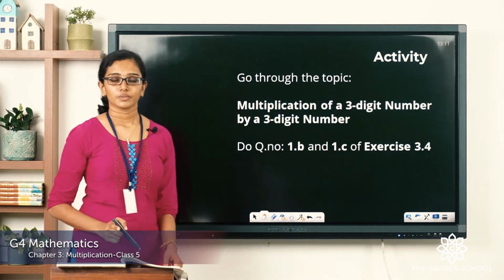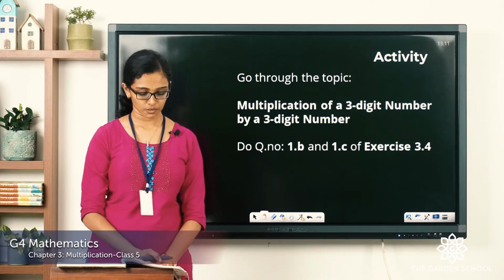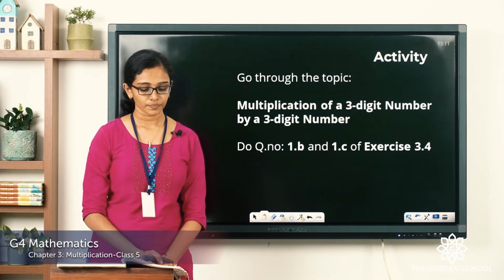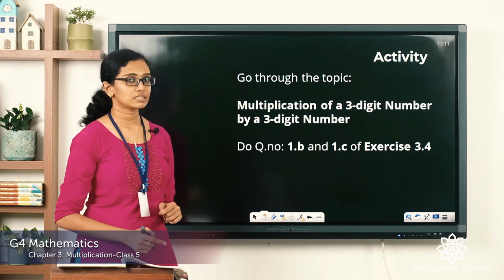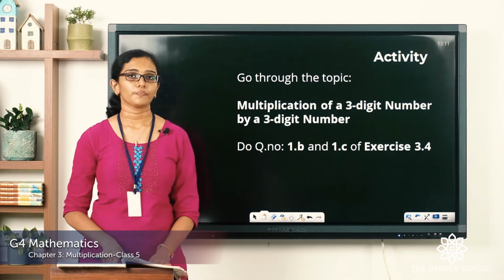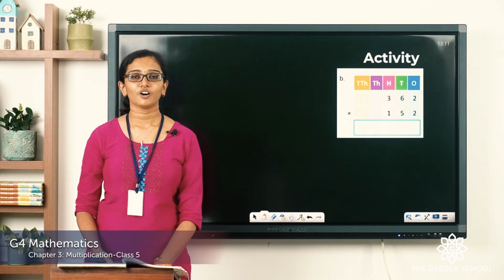Now we'll do an activity. You have to go through the topic multiplication of a 3-digit number in your textbook, which is on page number 42. Then you have to do question number 1B and 1C of exercise 3.4. You can pause the video, finish the activity and come back. Hope you are done with that.